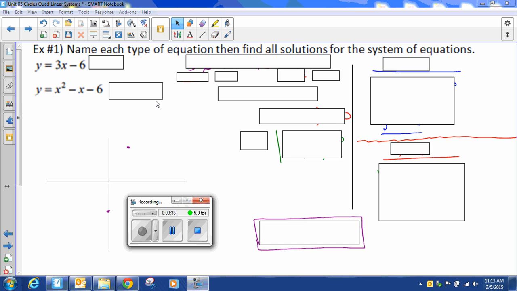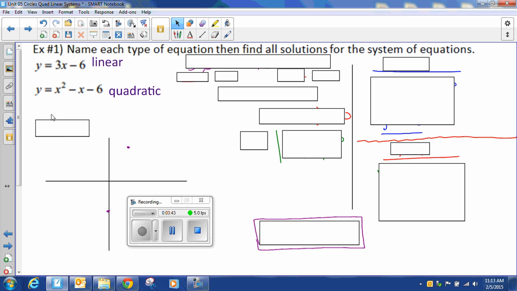Example 1. Name each type of equation, then find all solutions for the system of equations. Well, this is linear, because both of them are to the first power. And this is quadratic, because y is to the first power, but x is squared. So always substitute your linear into the quadratic. So we have 3x minus 6, and that will be plugged in for the y right over here.